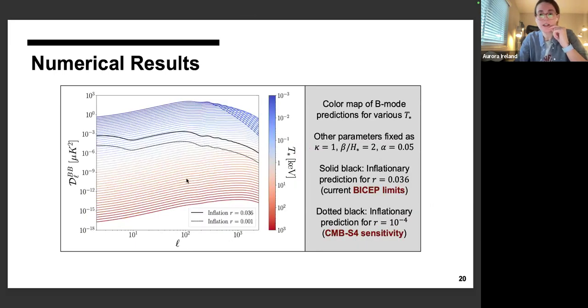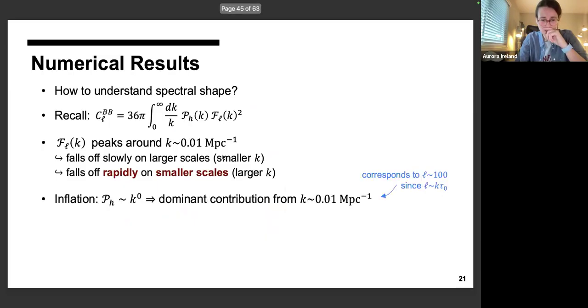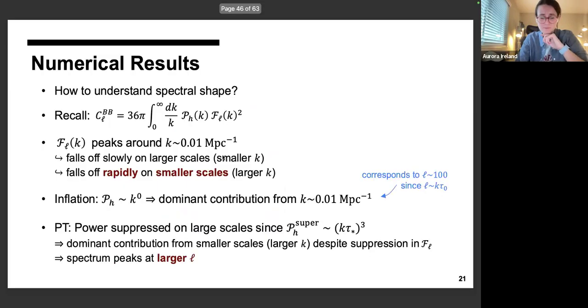Here is a color map of the phase transition B-mode predictions for various T star. You can see that as you lower the temperature and start sampling from the peak and the subhorizon tail, the shape changes. Also on this plot, I have the inflationary prediction that matches the current BICEP limits as well as optimistic CMB-S4 sensitivity. This is how to understand the spectral shape, which I've already commented on, so I'm going to skip that in the interest of time.